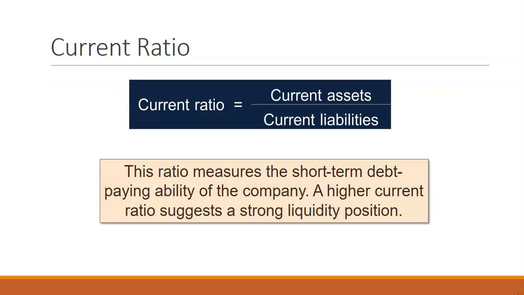Next is the current ratio. The current ratio is current assets divided by current liabilities. When we're looking at this ratio, we're looking at our ability to pay short-term debt. This is also a liquidity measure for looking at companies.